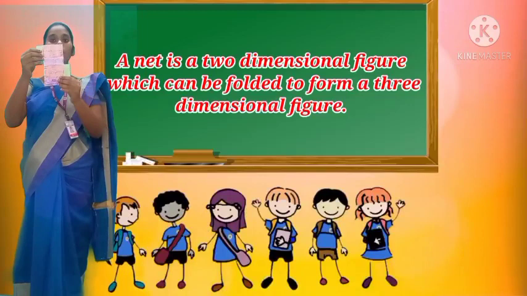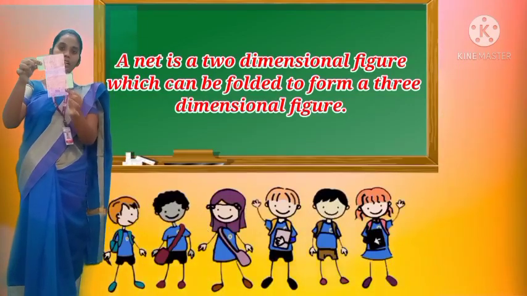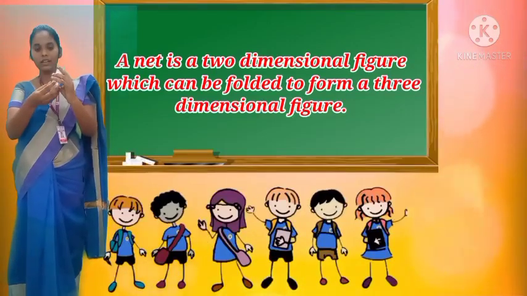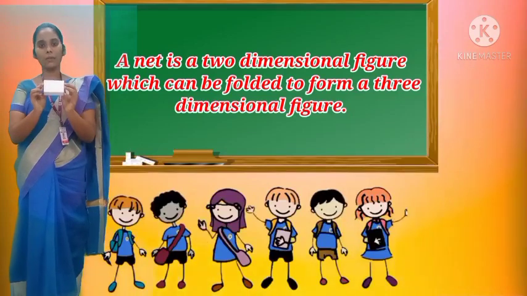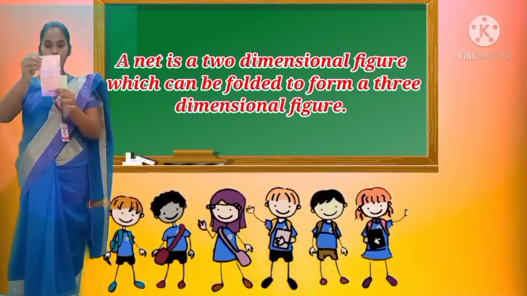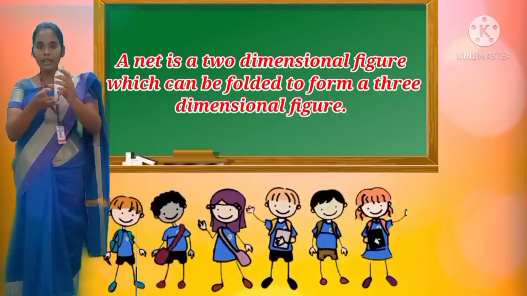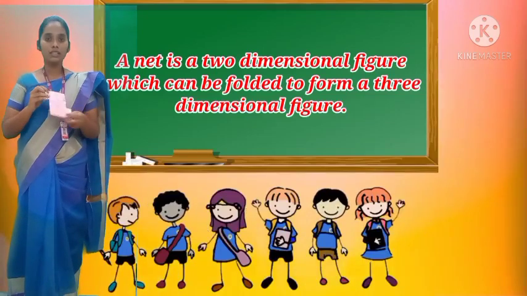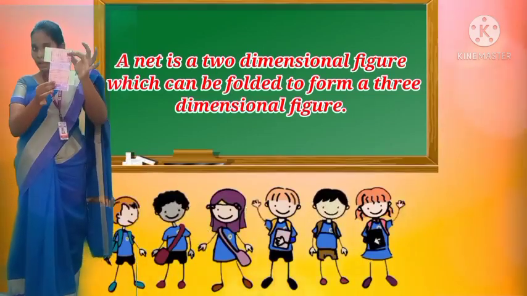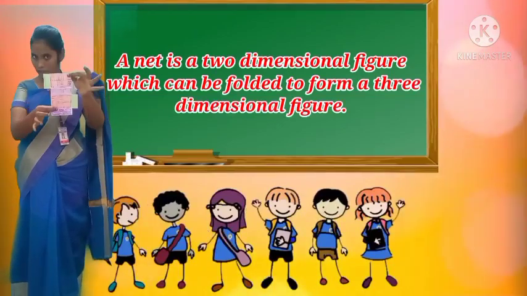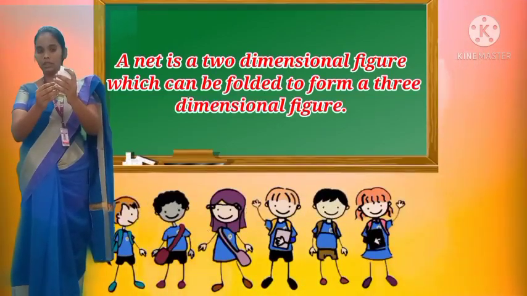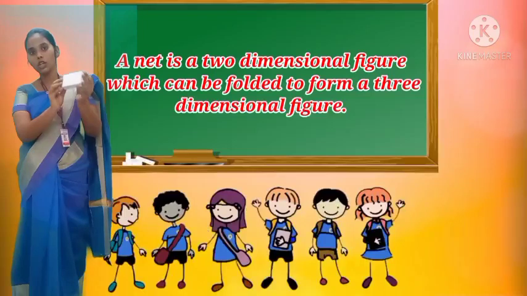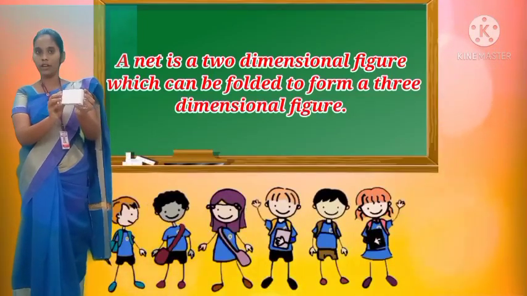Net. A net is a two-dimensional figure which can be folded to form a three-dimensional figure. From the net, a two-dimensional figure, I have folded and formed the cuboid, three-dimensional figure. Listen children, net is a two-dimensional figure which can be folded to form a three-dimensional figure. Here it is cuboid.